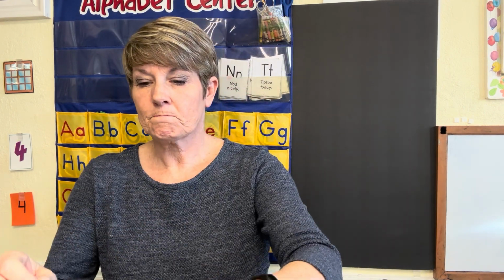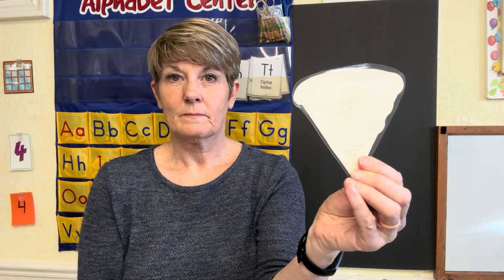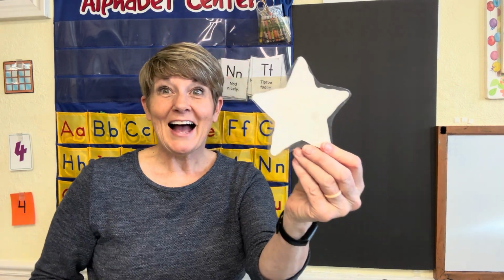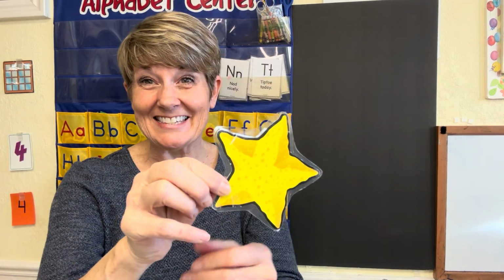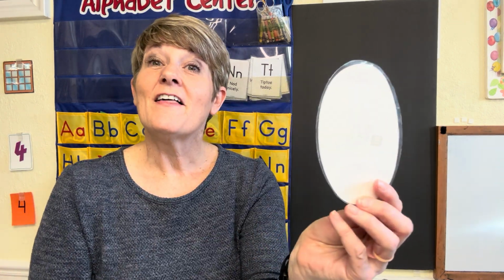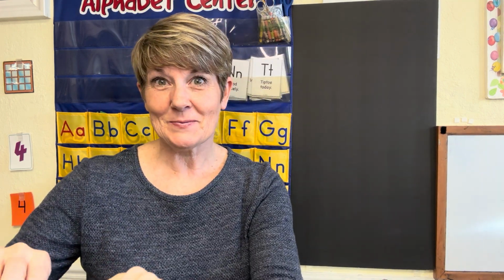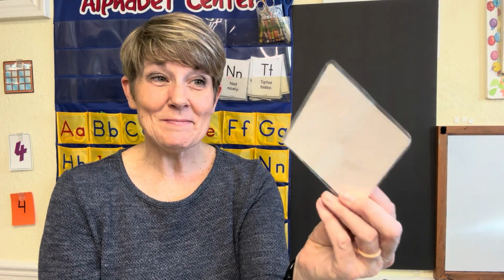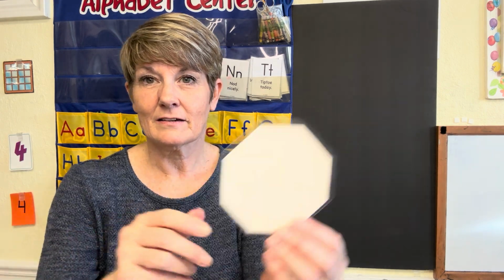Let's see if you can see one. That's a triangle. It's a triangle pizza. All right, how about this one? A star? Very nice. All right, how about this one? That one is an oval. Okay, how about this one? A diamond. Very good.